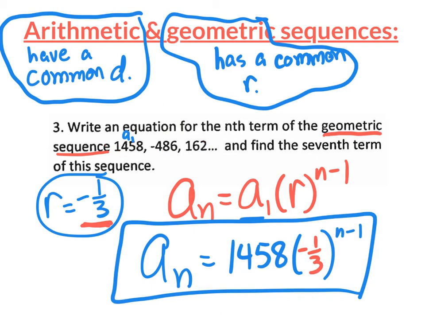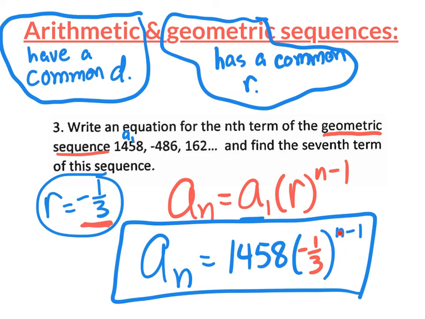What do I mean by that? If I plug in a 1 into the n position, 1 take away 1 is 0. Negative 1/3 to the 0 power is 1, and 1458 times 1 is 1458. So if I plug in a 1 right here, I do get 1458, which is my first number. If I were to plug in a 2 right here, that would be 2 take away 1, which is 1. Negative 1/3 to the power of 1 is negative 1/3, times 1458 will give you this second term. So this is the machine that produces this list.